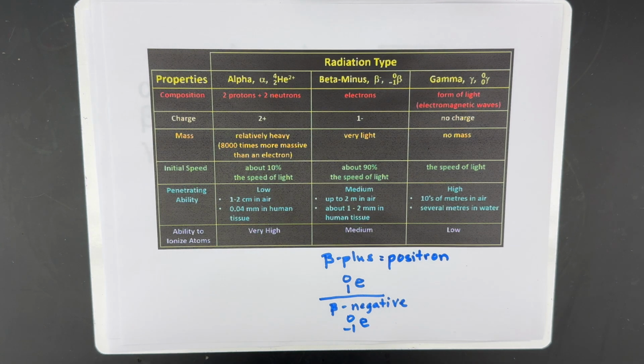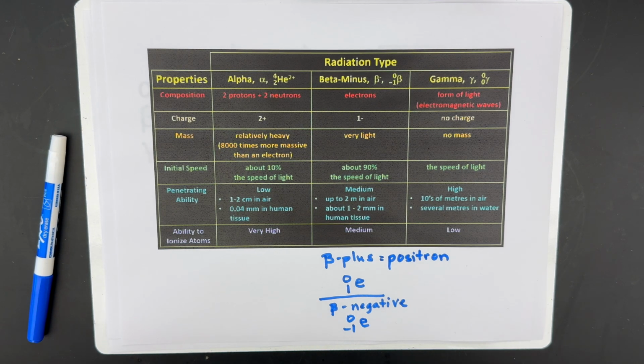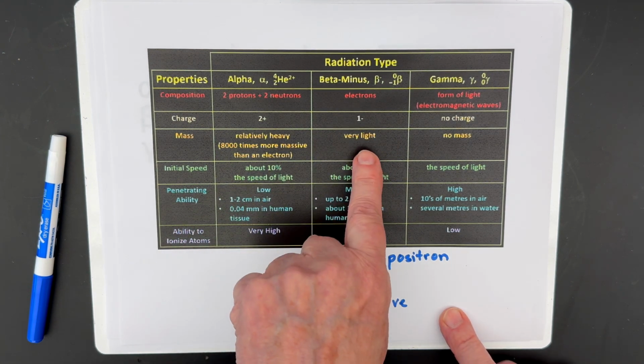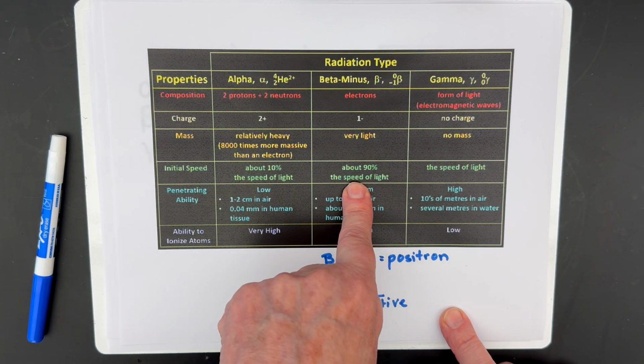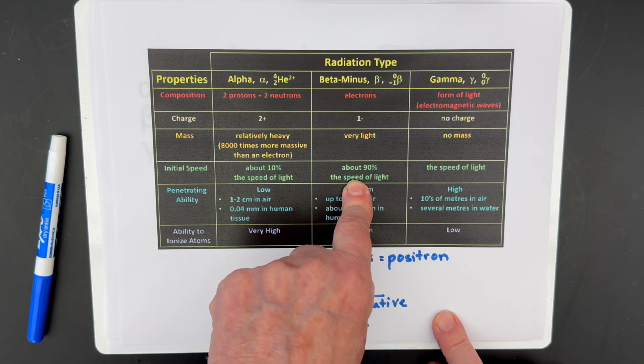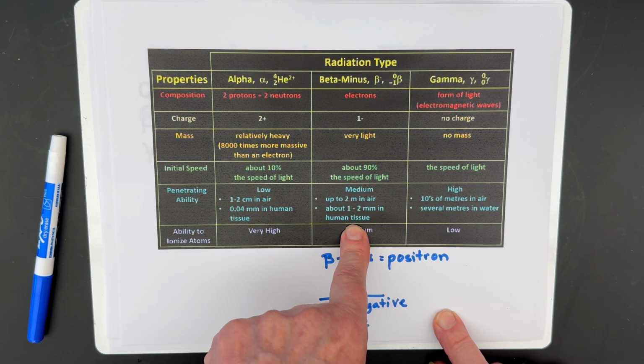If you just see beta, assume it's beta minus because positron emission is much more rare, and the problem will tell you if it's beta positive or beta plus. If it just says beta, assume it's beta negative. Remember, these are electrons, -1 charge, very light, about 90% the speed of light because they're very small, so they're moving way faster. They have a medium penetrating ability.